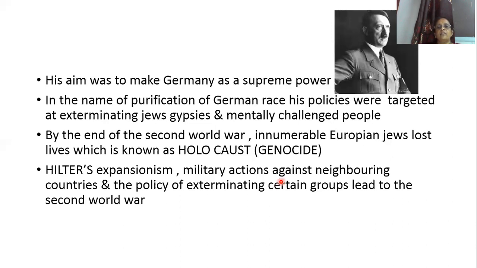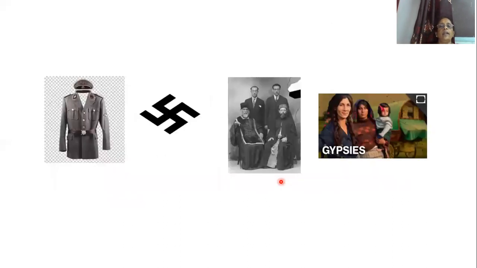And Hitler's expansionism, then military actions against neighboring countries, and the policy of exterminating certain groups led to the Second World War. The first one is the uniform of the Nazi soldiers. The second one is the swastika. These were the Jewish people, and these were the gypsies.